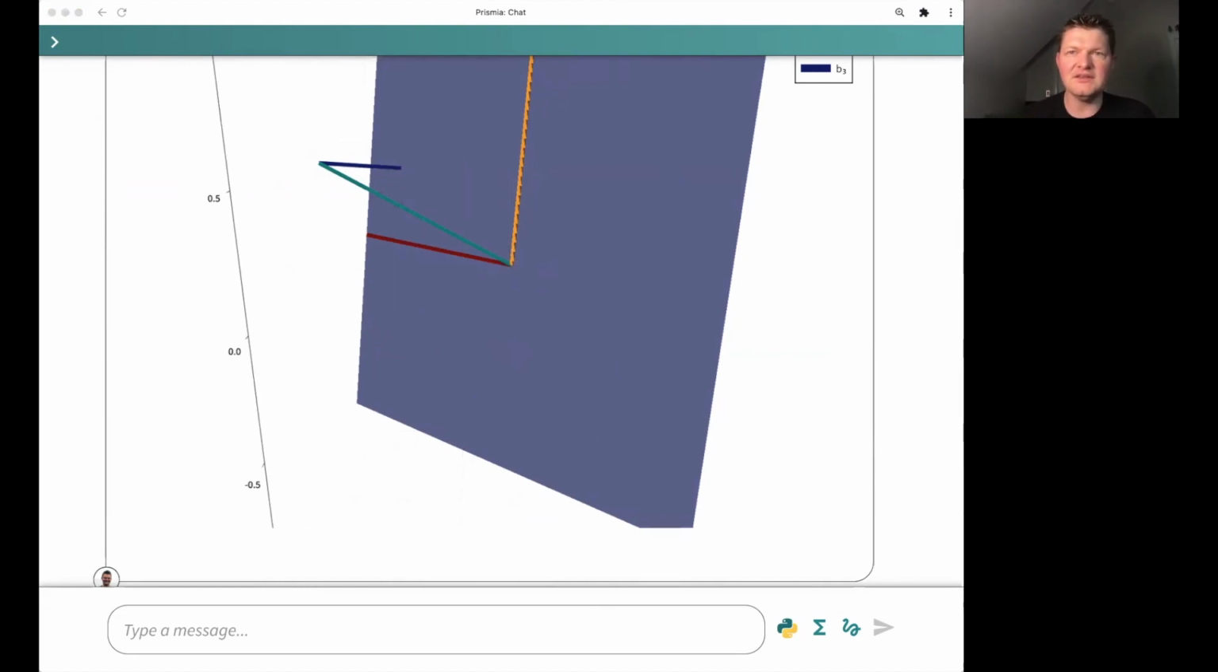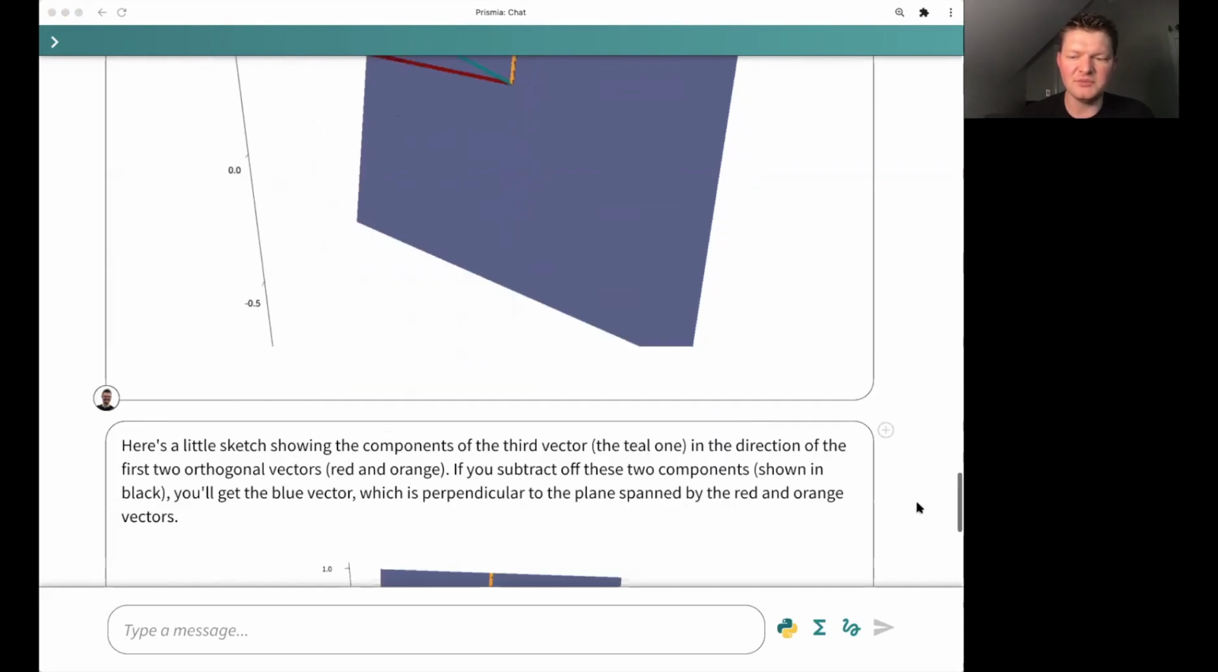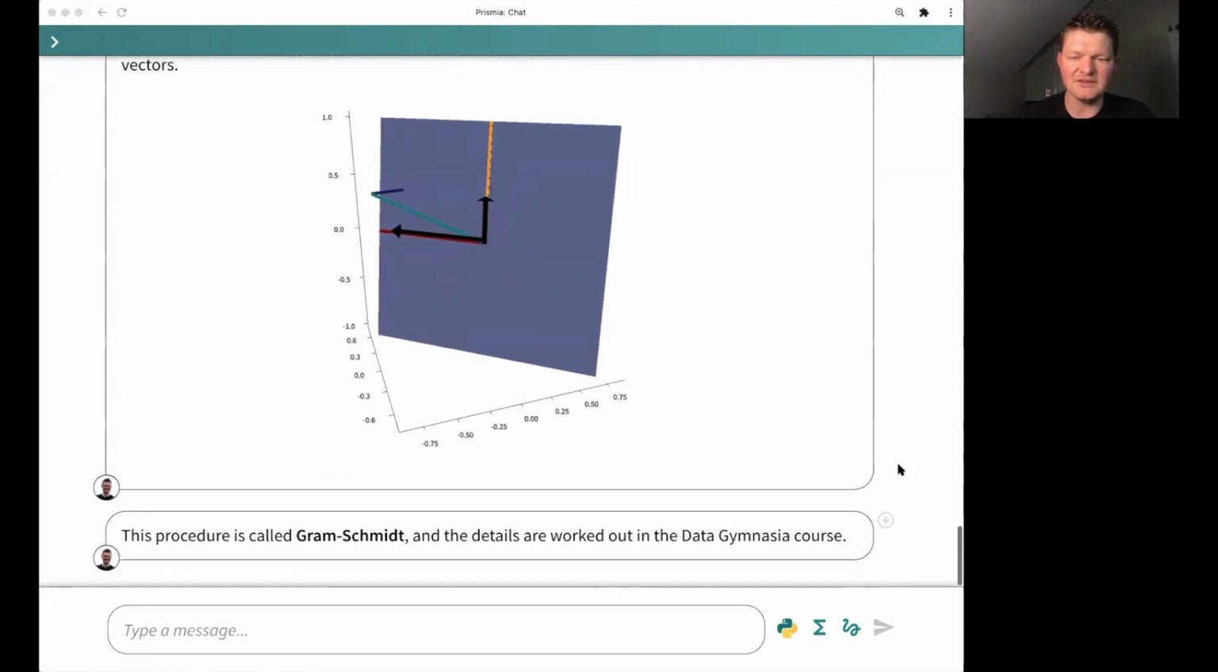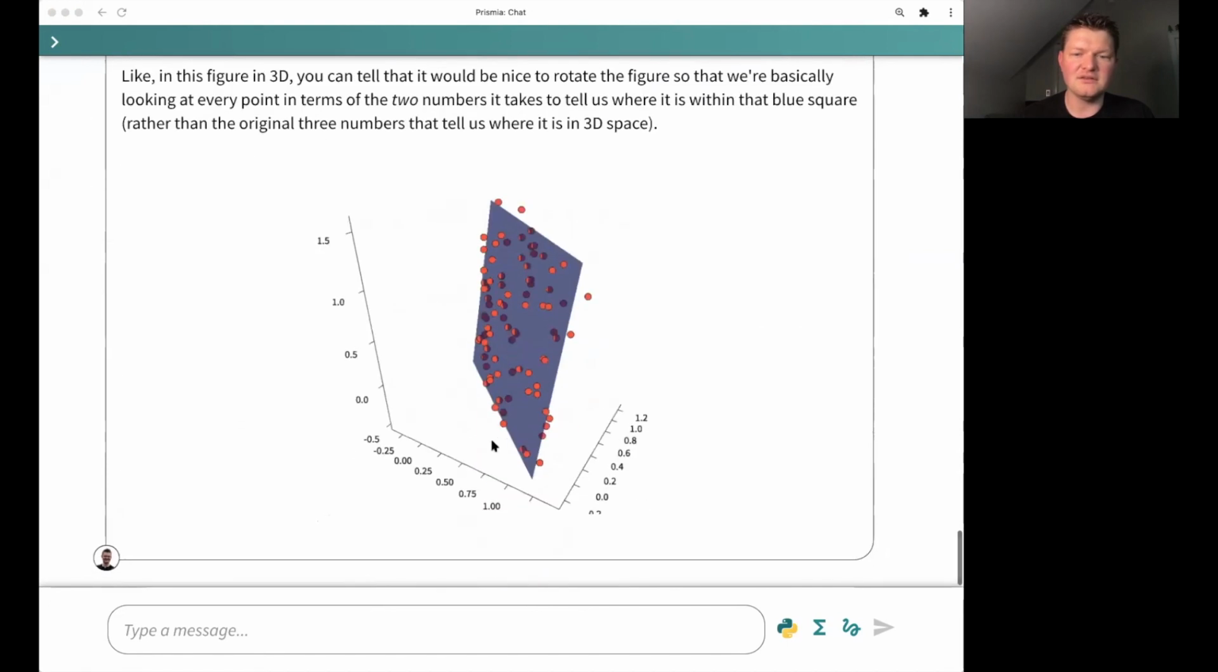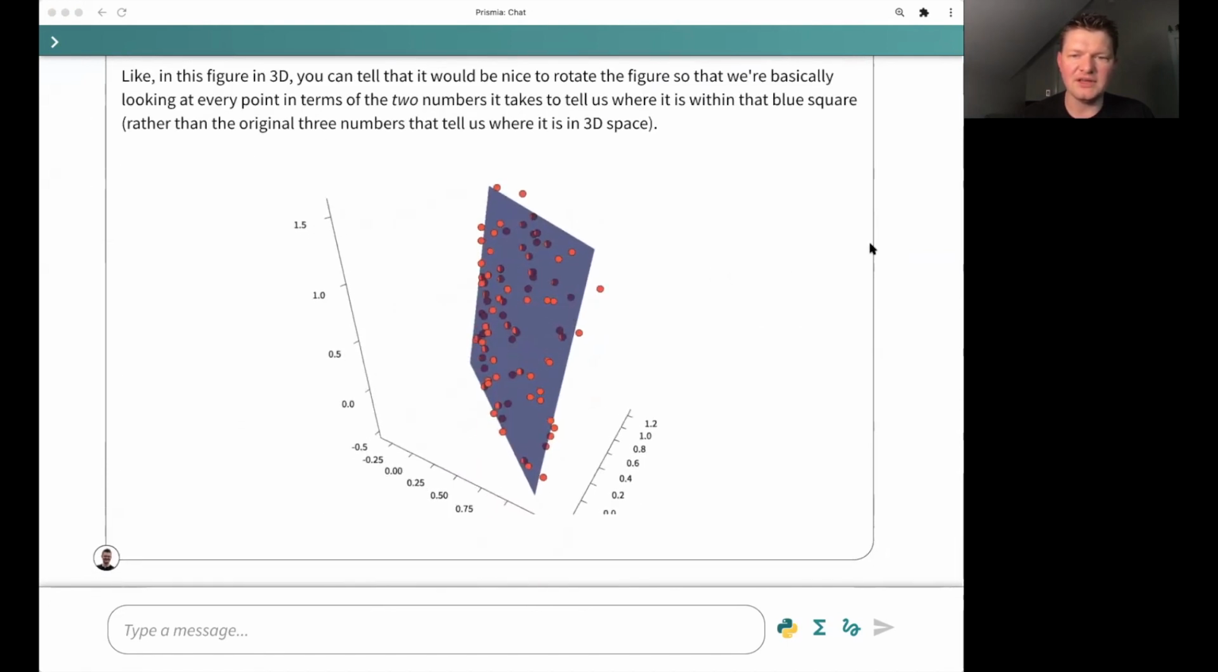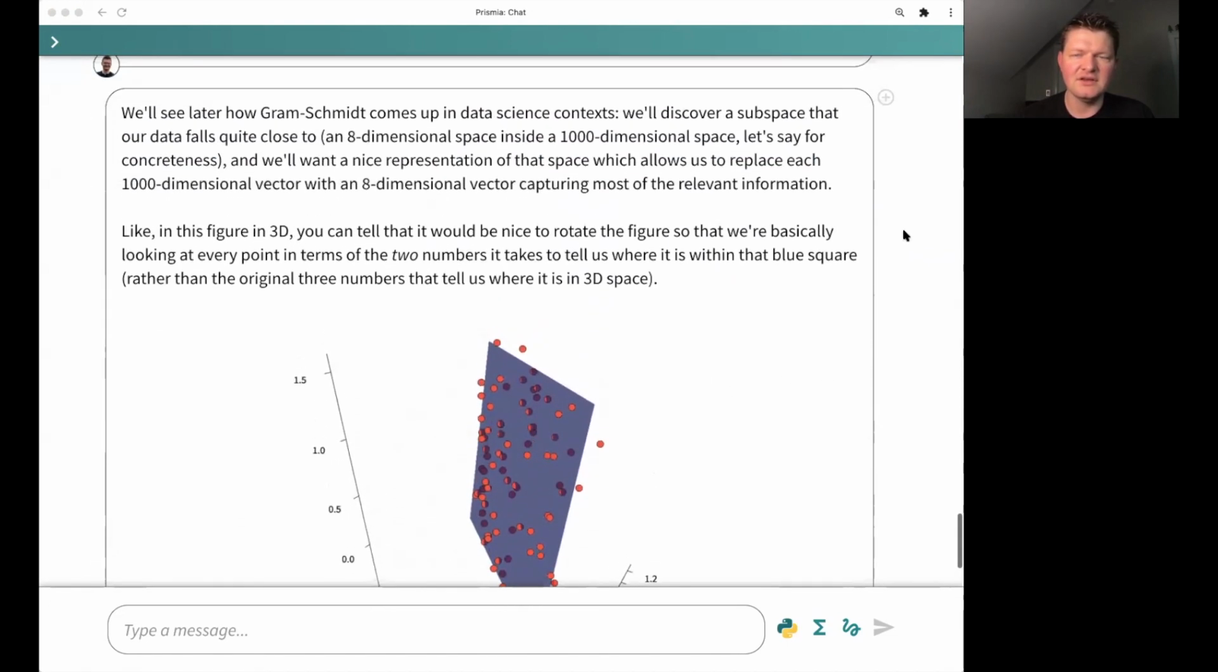Instead of getting into the formulas of the Gram-Schmidt procedure, though, what I want to do in class instead is talk about how it comes up in a data science context. And I think this is really useful for motivating these ideas, because it's starting to feel maybe a little mathy, like how is this going to be interesting to me? So here's what I'm trying to develop to establish that connection.